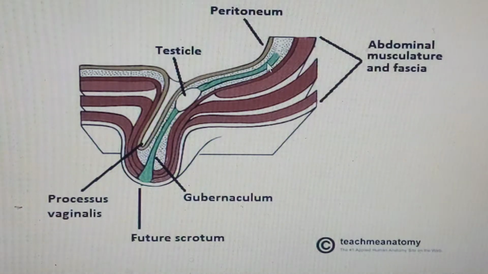Usually it's around the 12th week of intrauterine life. From there, it will migrate into the inguinal canal, around 28 weeks of intrauterine life, and then eventually with the help of this fibrous band we have over here, which we call the gubernaculum.